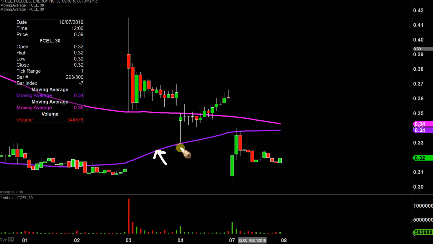Price broke well below that purple line, so you'd expect it to act as resistance, and then surprise, surprise, right there, that's right where that nice bounce got rejected from. So going forward, 34 cents is now going to be that key level of resistance.